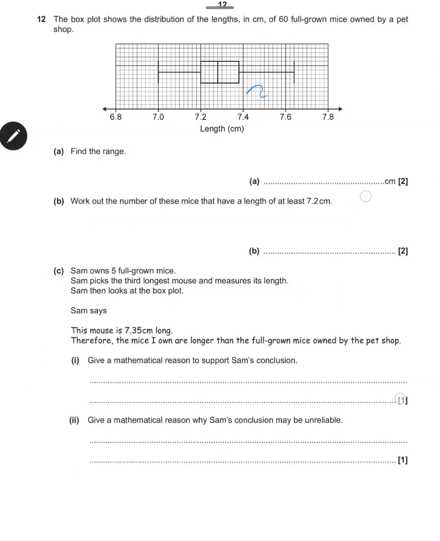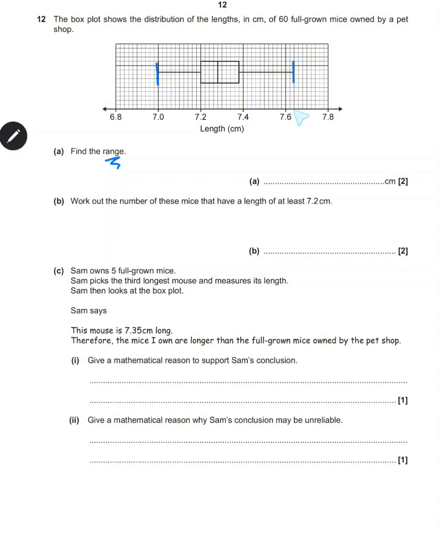Question 12, looking at a box plot. And the first question says find the range. Well, range comes from biggest and smallest and the difference between those. So we just need to find those two values. It's a bit of a dodgy scale, this, but I'll just check what we're going up in. I think it's 0.02s. So let's just have a look.